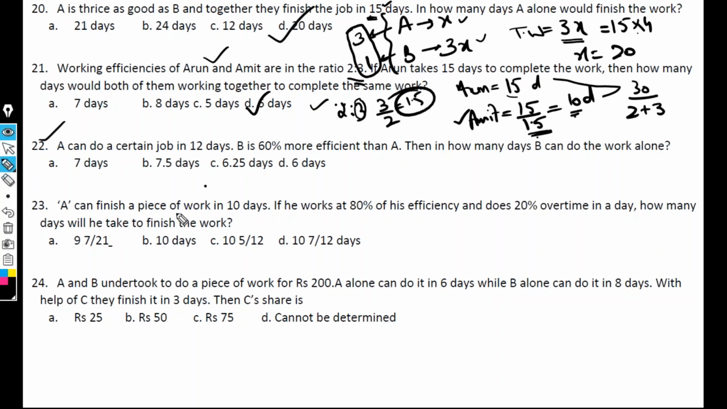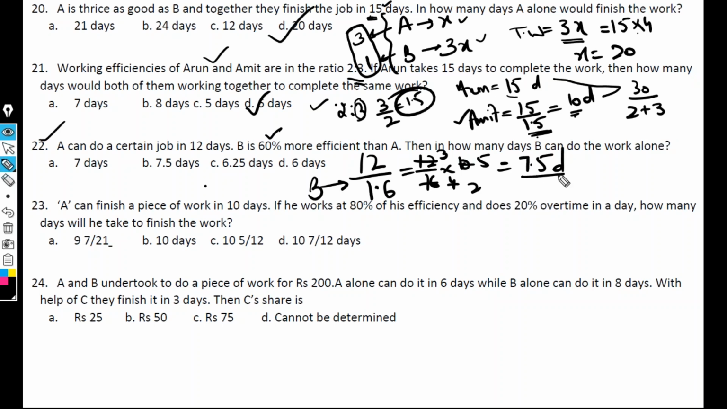So here again, it's quite simple. If A can do a job in 12 days and B is 60% more efficient, that gives us a multiplying factor of 1.6. So B is 1.6 times as efficient as A. So this will be the time taken by B to complete the work, which comes out to be 12 upon 1.6, that is 12 upon 16 into 10. 4 into 3 is 12, 4 into 4 is 16, 2 into 2 is 4, 2 into 5 is 10, so 15 by 2 is 7.5 days.